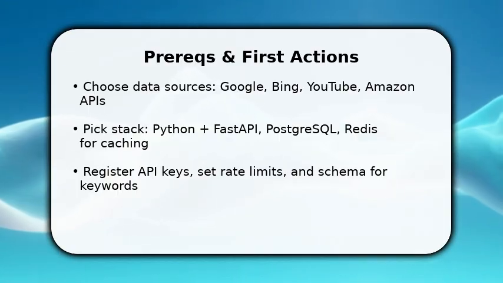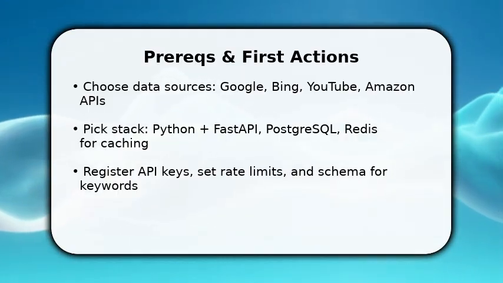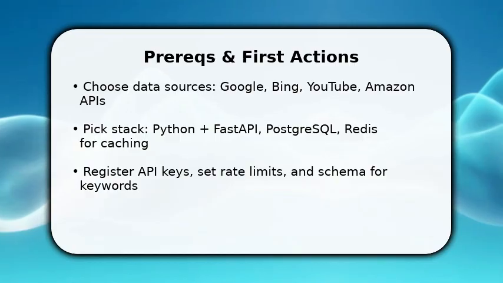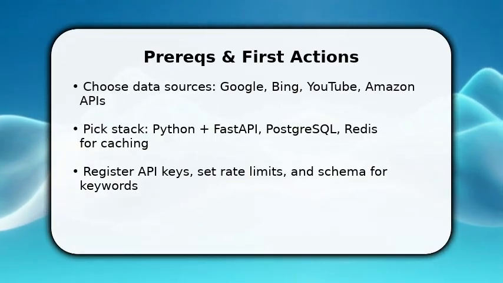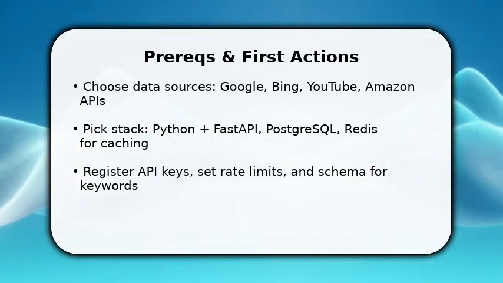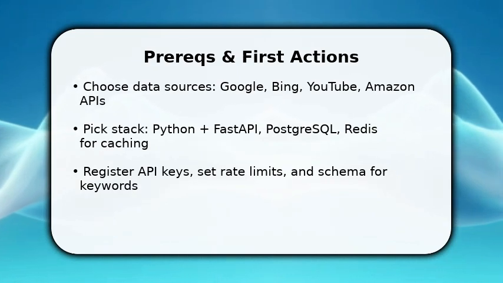Make sure to implement per-key rate limits and exponential backoff so you don't lose access. You will iterate quickly if the data model is clean. This first step gets continuous ingestion running right away.